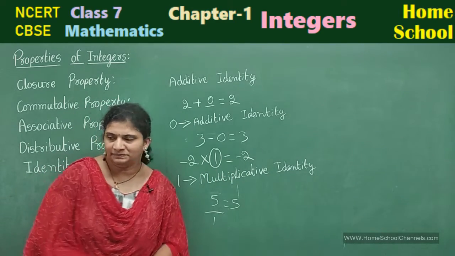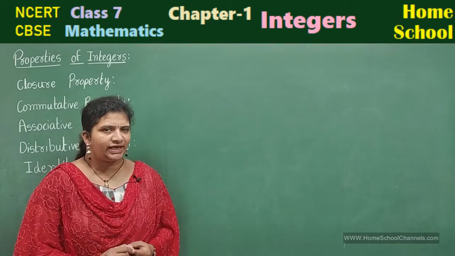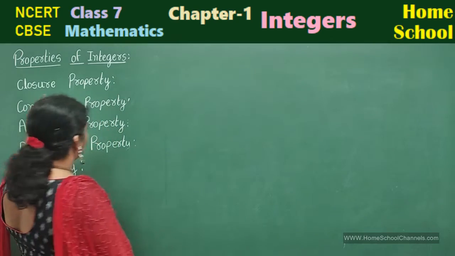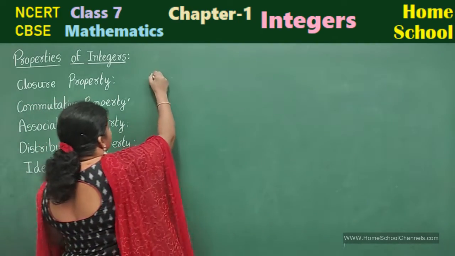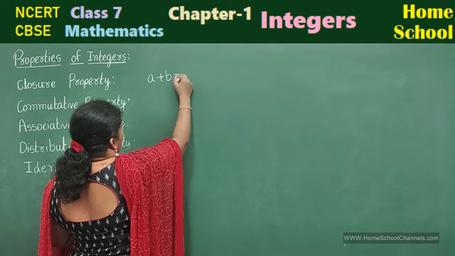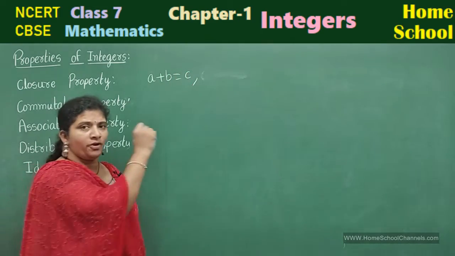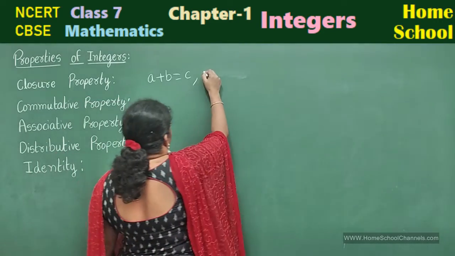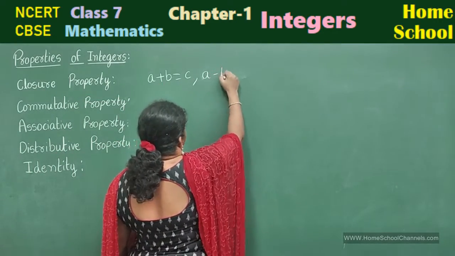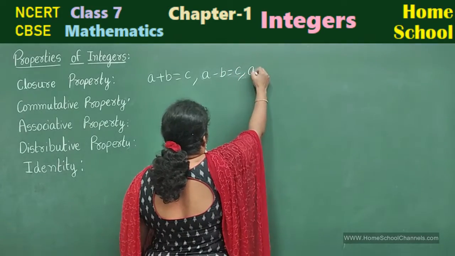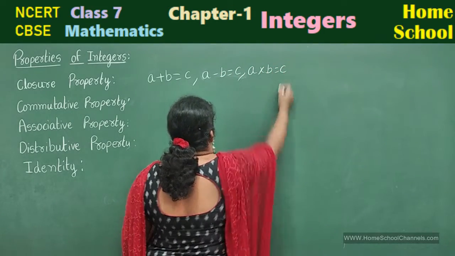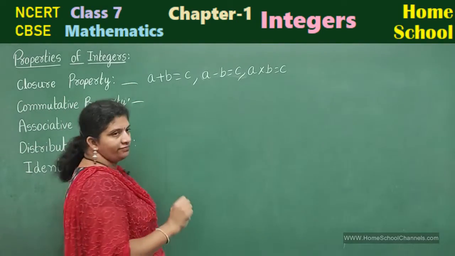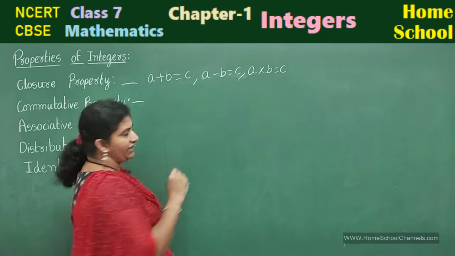Okay, is this clear? Yes, now we are going to recollect all the formulas we have learned in this session. First, the closure property holds good for addition, subtraction and multiplication. That means a plus b is equal to c, a minus b is equal to c, and a into b is equal to c.